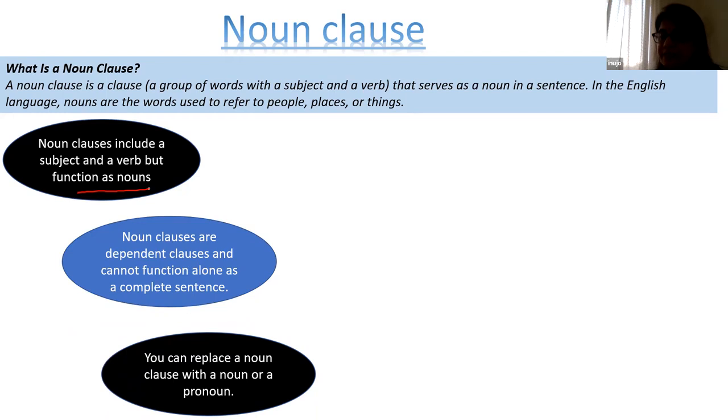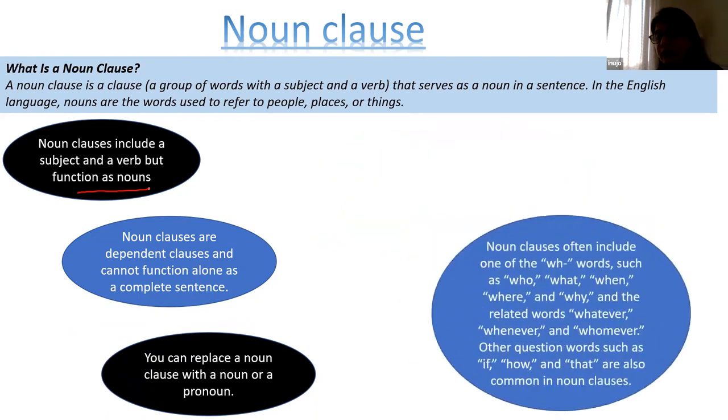So if you have to identify a noun clause, can it be replaced by a pronoun? Then it becomes a noun clause. Example. Noun clauses often include one of these words, the WH words such as who, what, when, where, why, and the related words whatever, whenever, and whomever. Other question words such as how, that are also part of noun clause.